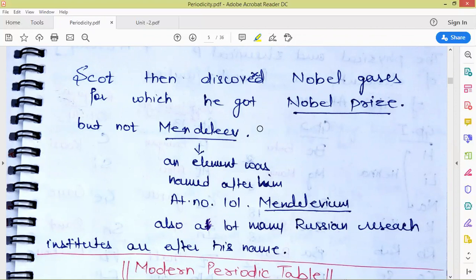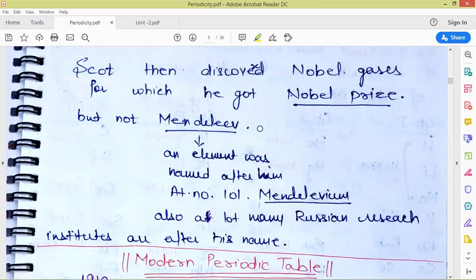Next came the scientist Ramsay, who discovered the noble gases, and he got the Nobel Prize for his discovery. He was the scientist who discovered noble gases, and Mendeleev was the person who had already kept the gaps in the periodic table for the placement of noble gases in his table. So Mendeleev's periodic table was acceptable for a really long time due to these gaps.